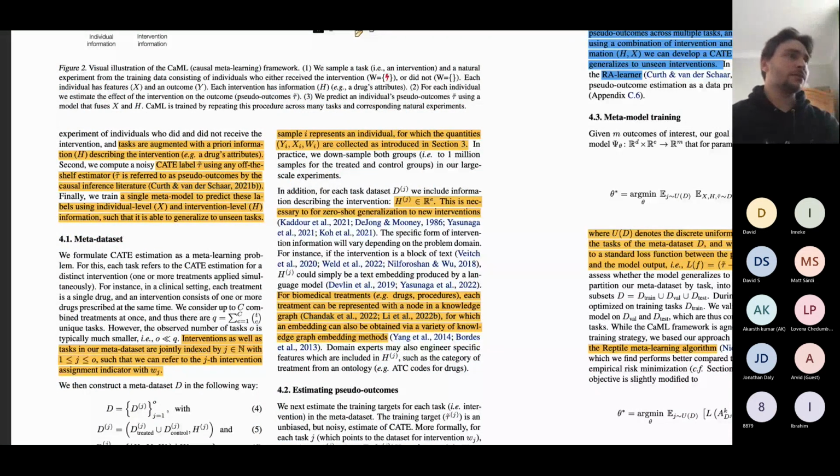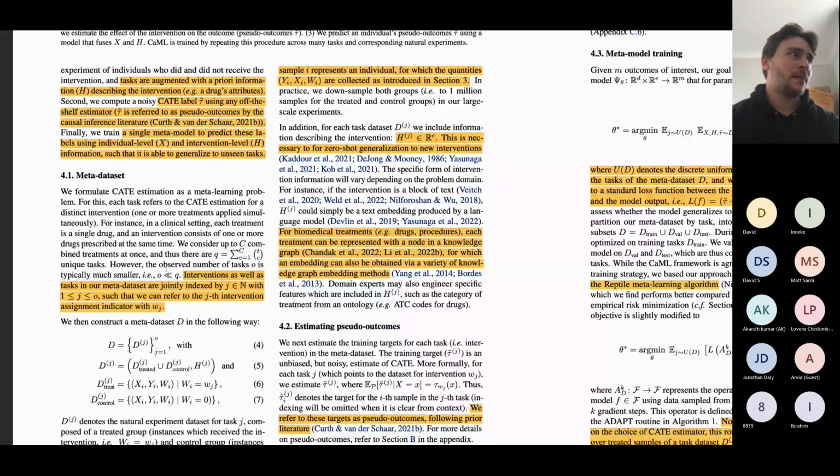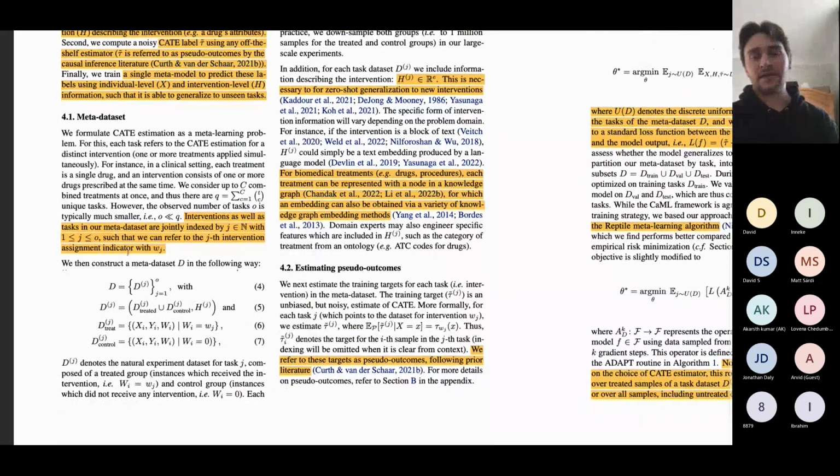Okay, so let's go through this. There are 3 components to their proposed model. One is the metadata set. They have this massive data set of different interventions, and they create sub data sets for each intervention, where you have examples of patients who are treated with that intervention and examples of patients that are not treated with that intervention.